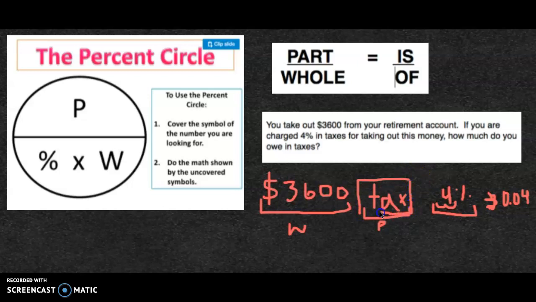And so I don't know the part that I'm taking out that I have to pay for my taxes. So I'm solving for part. So if I cover up part, I'm left with percentage times whole. So it's 0.04, which is my percentage as a decimal, times my whole, and my whole value is 3,600. And when I do that, I get a final answer of $144 that I owe in taxes.